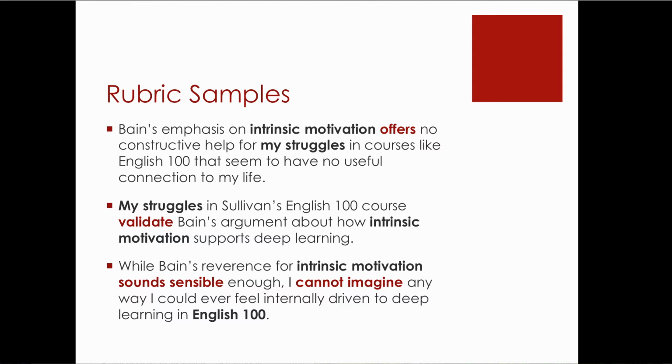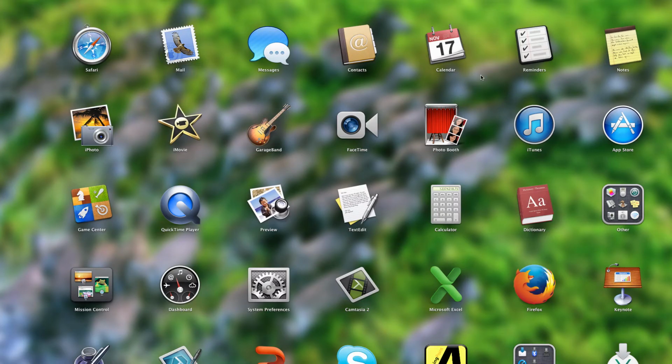Finally, the last example here is an attempt to show you how you might use subordination to add some complexity and nuance to a topic sentence. In this case, intrinsic motivation is linked by 2 sets of verbs. One, sounds sensible, which is the verb pair in the introductory subordinate clause, and then in the main clause, cannot imagine is the verb that creates the linkage to the deep learning experience in English 100, or actually the absence, in the case of this sentence, of a deep learning experience in English 100.